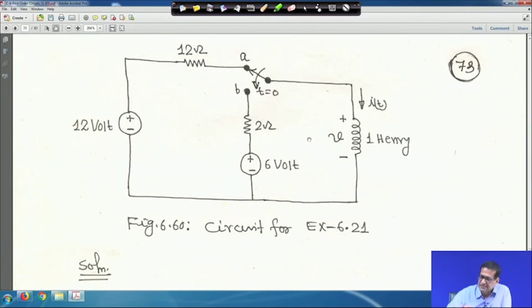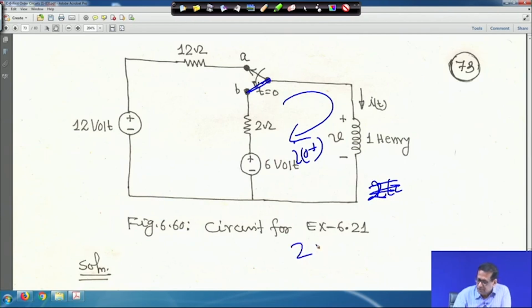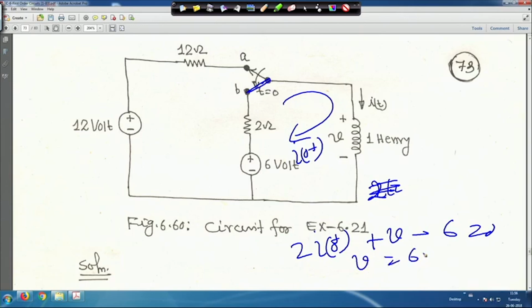So, just at the time of switching, the current flowing through this is I 0 plus, right. So, it will be 2 into I 0 plus, plus V minus 6 is equal to 0, but I 0 plus is equal to 1. So, V will be V 0 plus, it will be 6 minus 2 is equal to 4 volt, right. So, let me clear it.